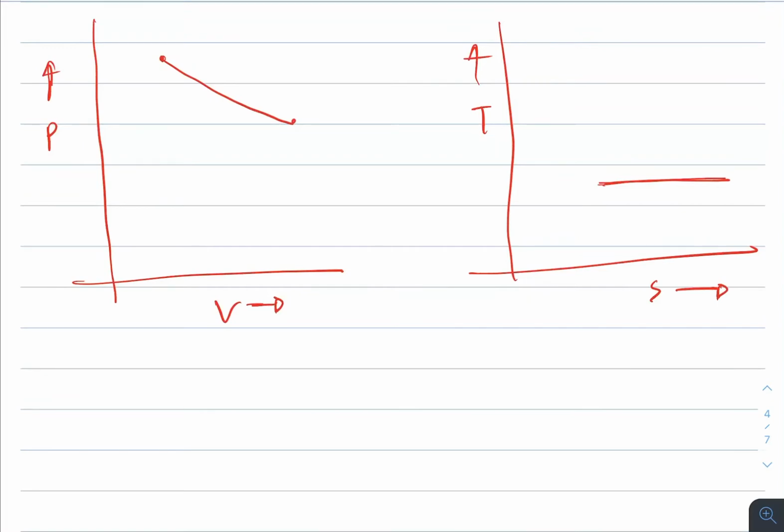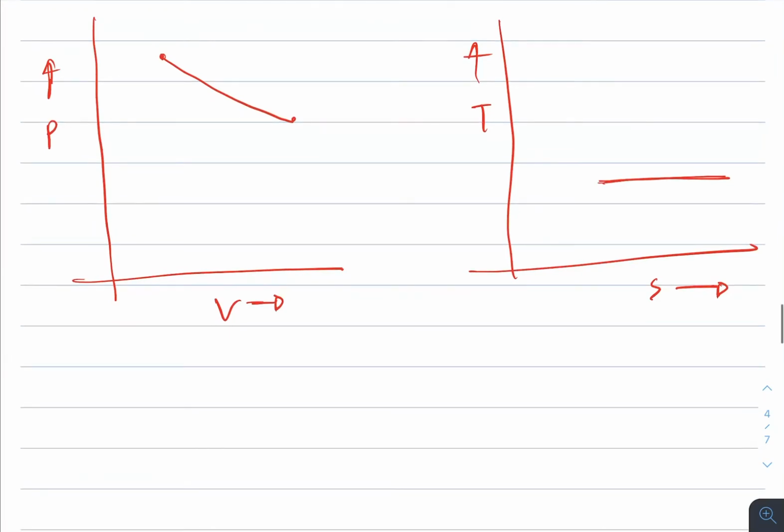And then from 2 it is isentropic expansion, right? In the TS diagram, the isentropic expansion will look like a vertical line. So this is 1 and this is 2. 2 to 3 is isentropic expansion. Expansion means that volume is increasing further, so isentropic expansion will look like this. So this is 1, this is 2 and this is 3.